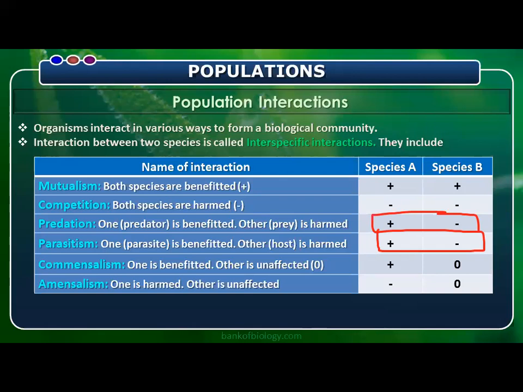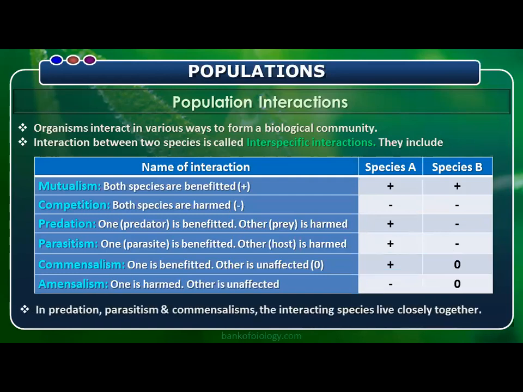The predator is benefited, the prey is harmed. Here the parasite is benefited, the host is harmed. They have some differences, but in a general way they are the same. Commensalism: one is benefited and the other is neither benefited nor affected. Amensalism: one is harmed and the other is neither benefited nor affected. So those are the different kinds of interaction. Let's go into the topic to see the details of these.